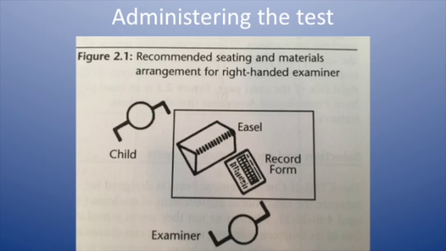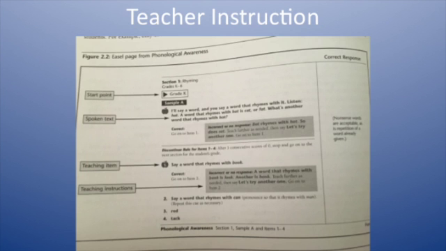Next, we have a picture of the recommended seating and materials while examining a student. Child and examiner should be seated directly across from each other with the easel right in between for easy access for both the child and examiner. The examiner should also have the record form, taking record of each answer provided by the student.